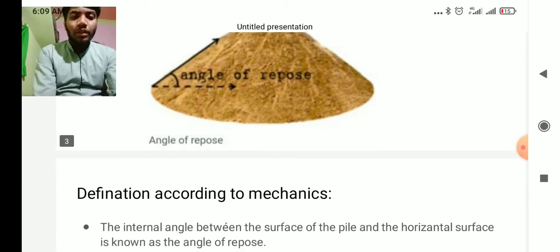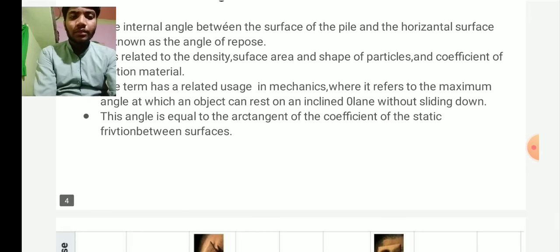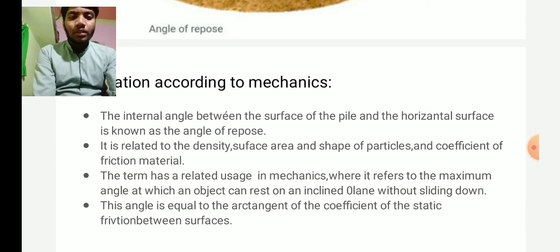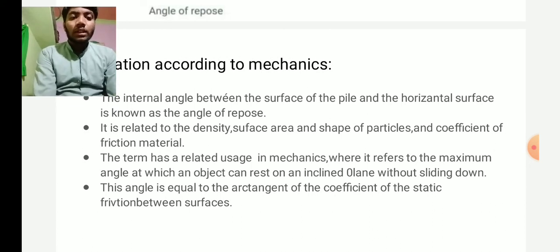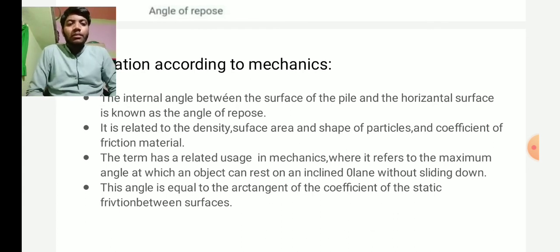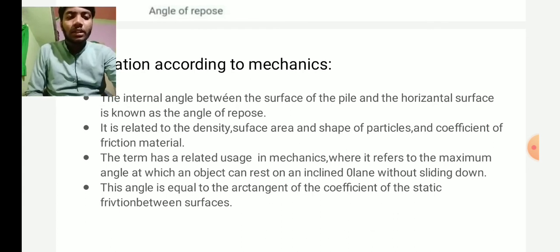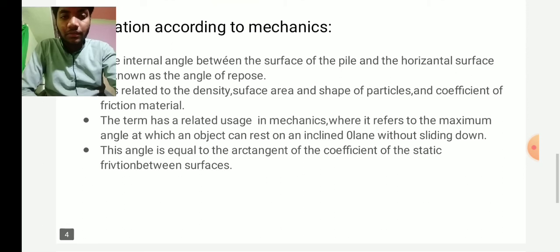Moving further, the definition according to mechanics. The internal angle between the surface of the pile and the horizontal surface is known as the angle of repose. It is related to density, surface area, shape of particles, and coefficient of friction of materials. The term has related usage in mechanics, where it refers to the maximum angle at which an object can rest on an inclined plane without sliding down. This angle is equal to the arctangent of the coefficient of static friction between the surfaces.